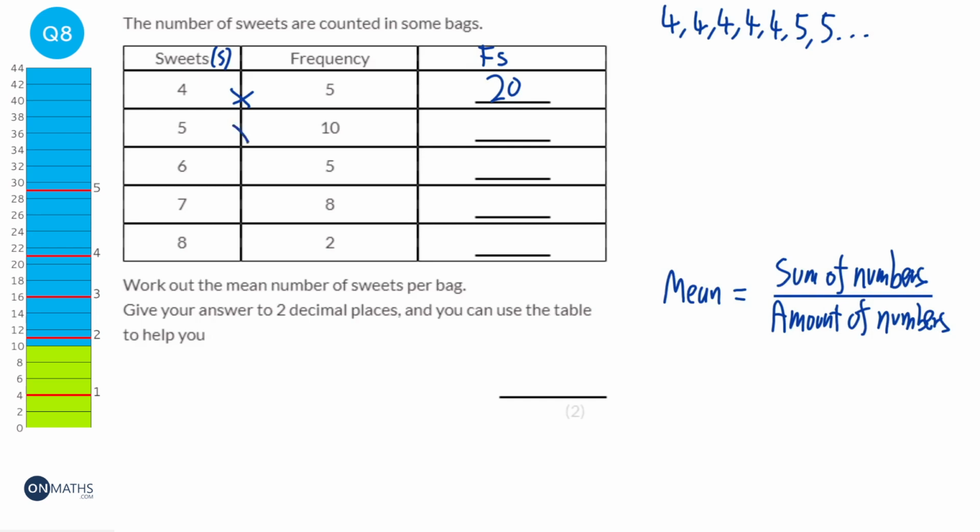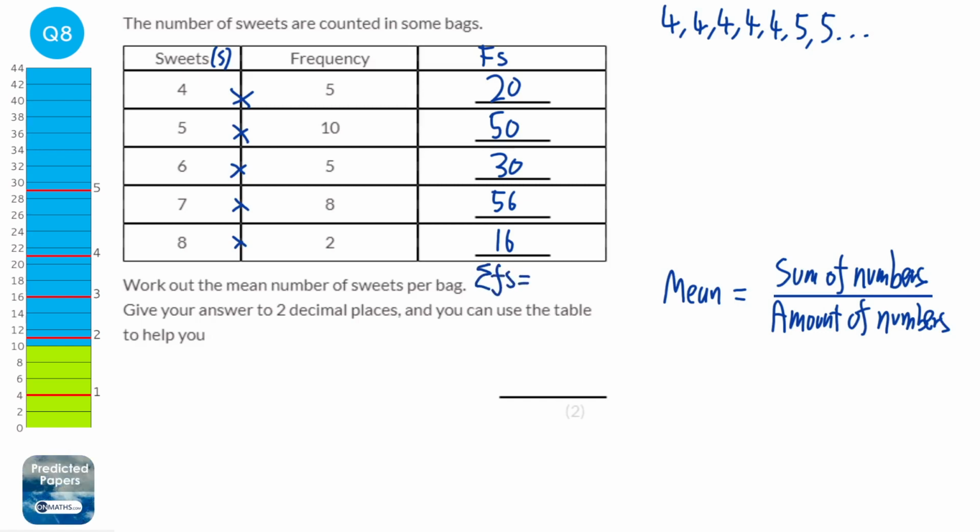If we keep going through this, there are 10 lots of 5, well that just makes 50, 5 lots of 6, which is 30, 8 lots of 7, which is 56, and then 2 lots of 8, which is 16. Now altogether what do they add up to? Well, we know these add up to 20, these add up to 50, these add up to 30, etc. But altogether they're going to add up to whatever this column adds up to. And we can show that as a kind of sigma fs.